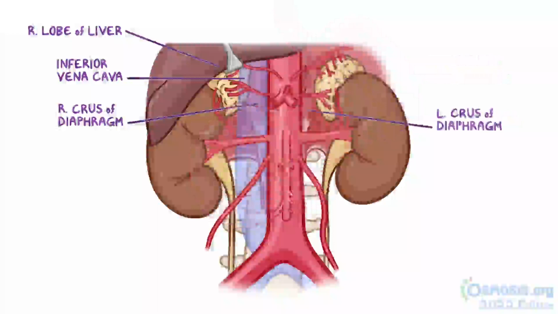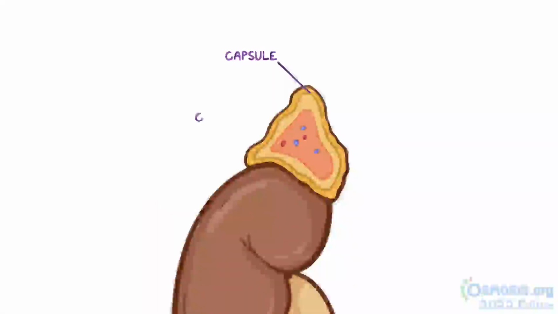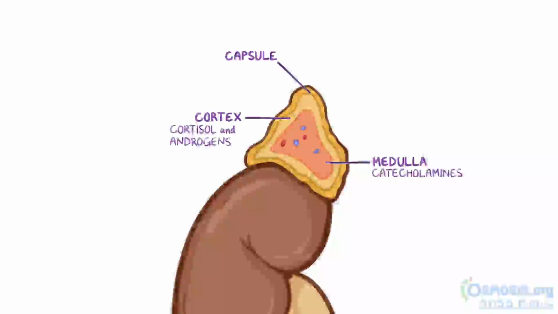Similarly to the kidneys, the suprarenal glands consist of an outer connective tissue capsule, an outer cortex, and an inner medulla. On a cross-section, we can identify these three main portions of the suprarenal gland. The suprarenal cortex is where steroid hormones like cortisol and androgens are produced, while catecholamines are produced in the suprarenal medulla.